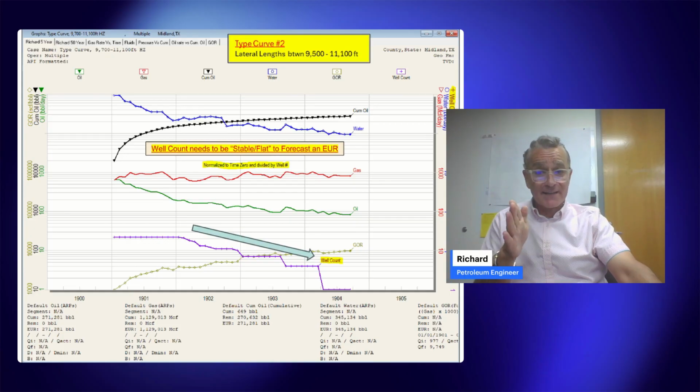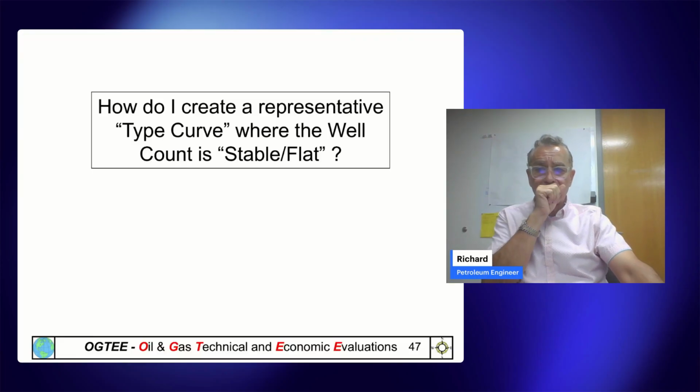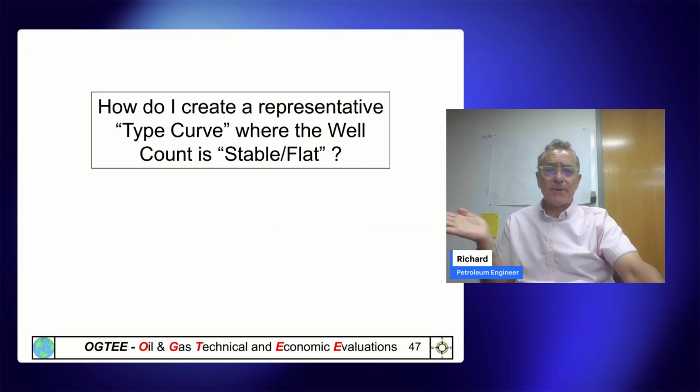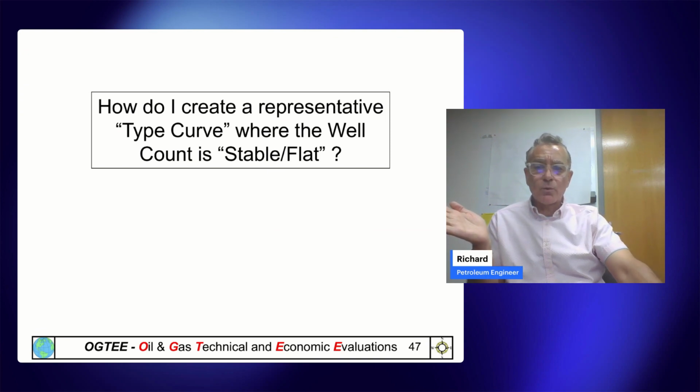Now, if you were to forecast that water, that gas, that oil, you're going to get an error. You're going to get an error because your well count is not stable. You've got to have a stable well count. So now here's the thing. How do I create a representative type curve where the well count is stable and flat?